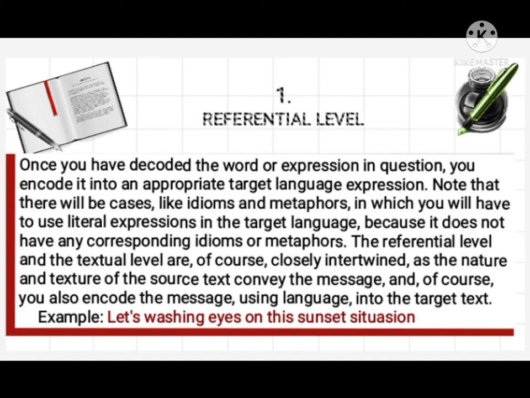The referential level and textual level are, of course, closely intertwined as the nature and texture of the source text convey the message. And of course, you also encode the message using language into the target text. For the example, let's washing eyes on this sunset situation.